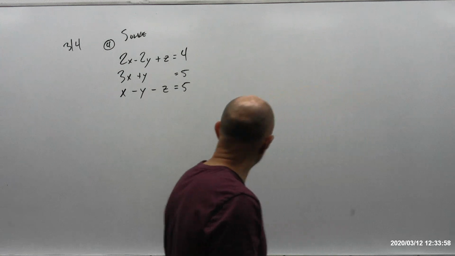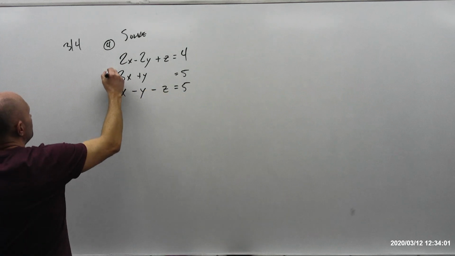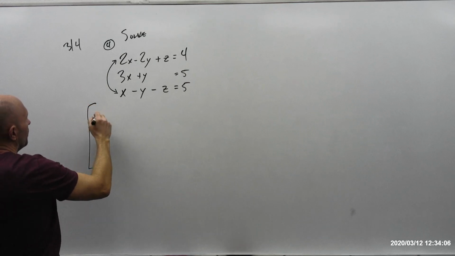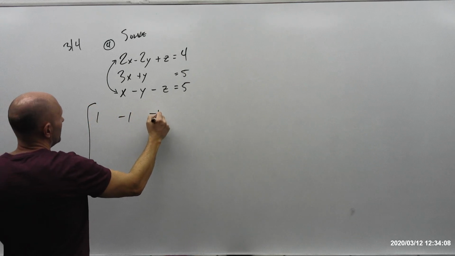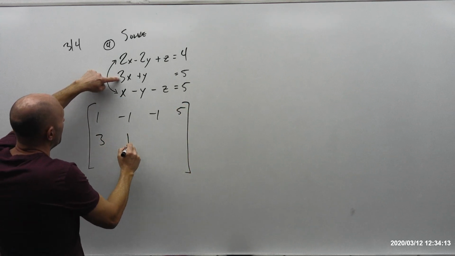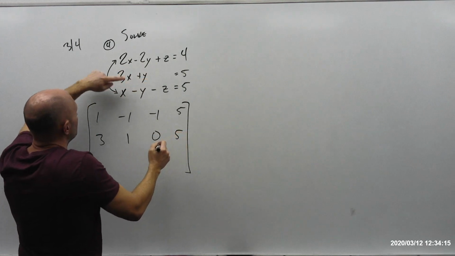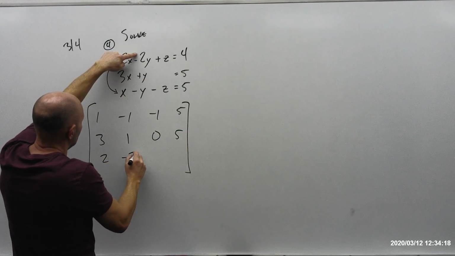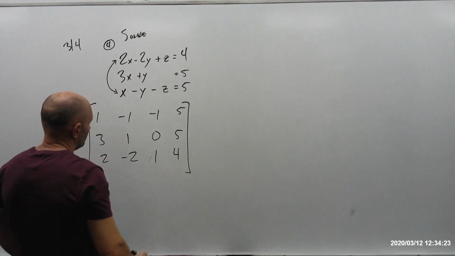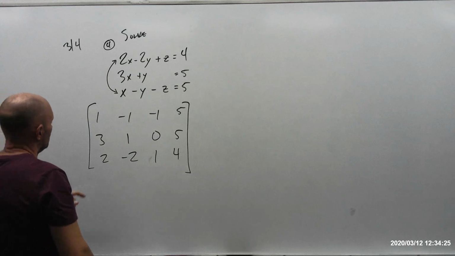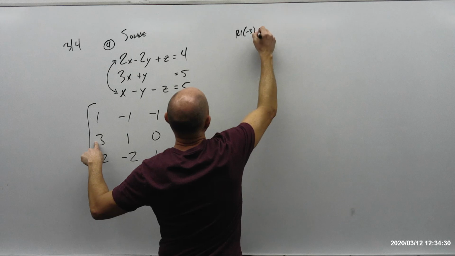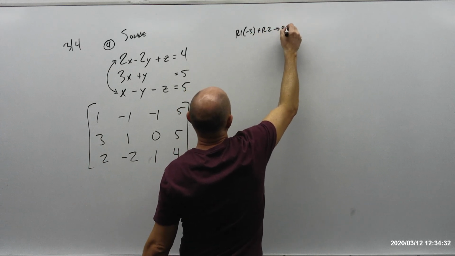So, same methodology as before. I'm going to switch these two rows to start with so I can get a 1 up in the top. So I get what? 1, negative 1, negative 1, 5. And then 3, 1, 0, 5. And then 2, negative 2, positive 1, and 4. So, to get a 0 here, I'm going to do row 1 times negative 3 plus row 2 gives me a new row 2.